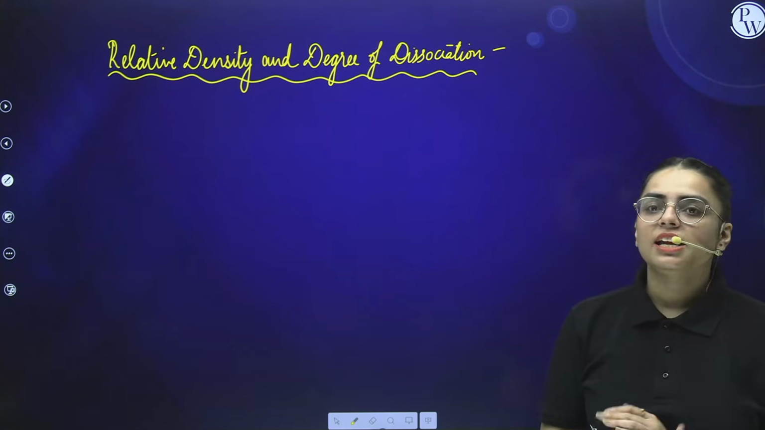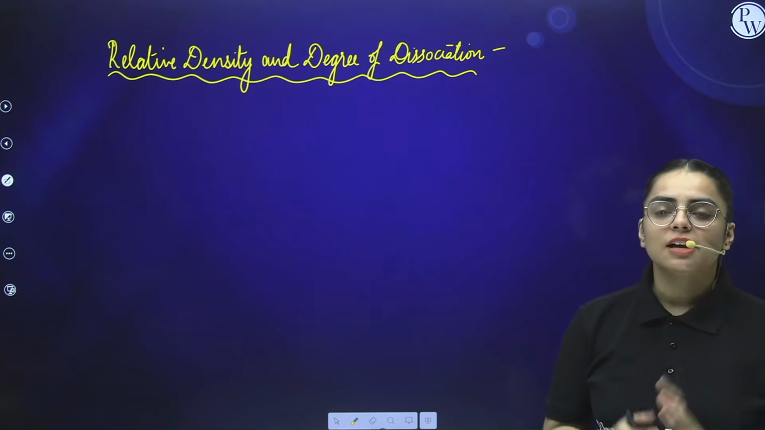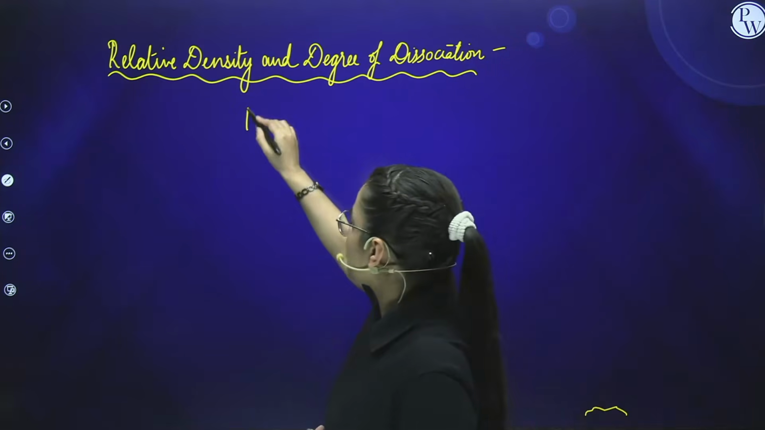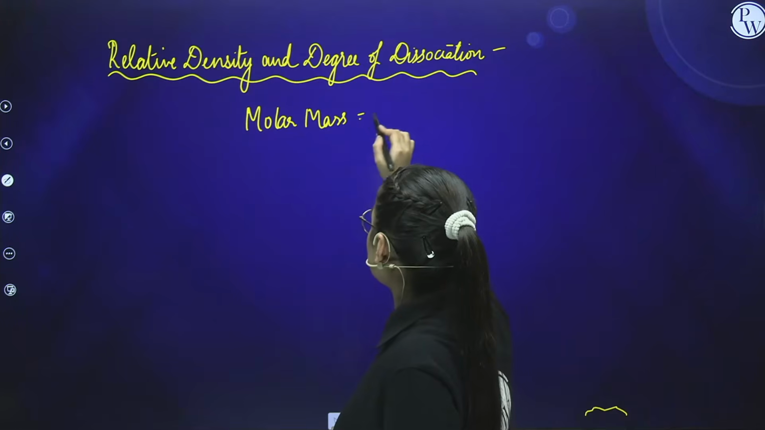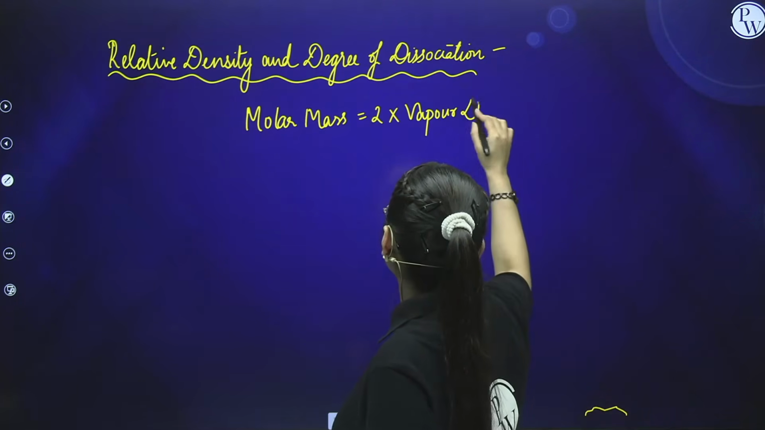See, if I talk about relative density, first of all, the relationship between molar mass and vapor density is that molar mass is twice of the vapor density. Okay, you need to write this also. Molar mass is twice into vapor density.